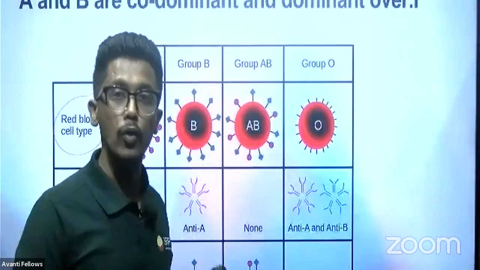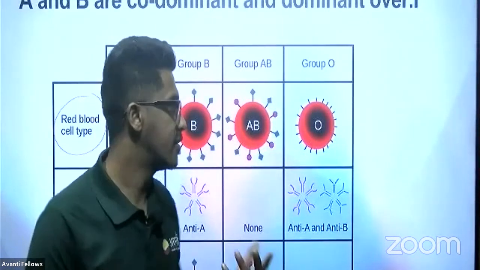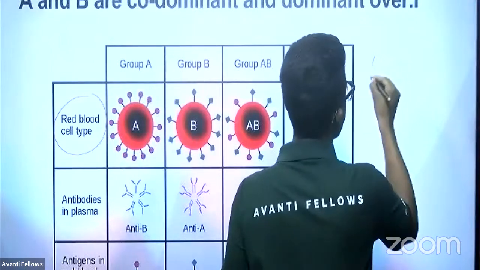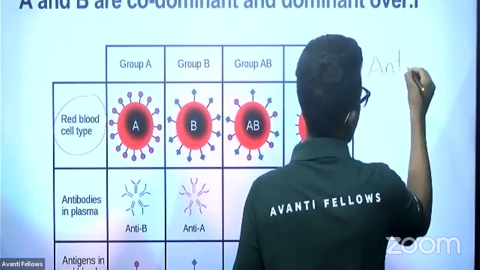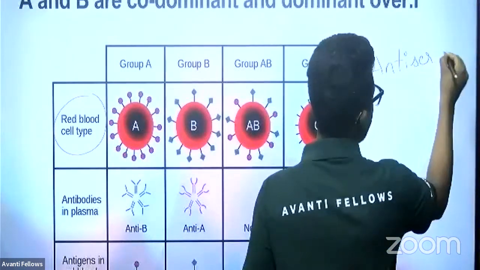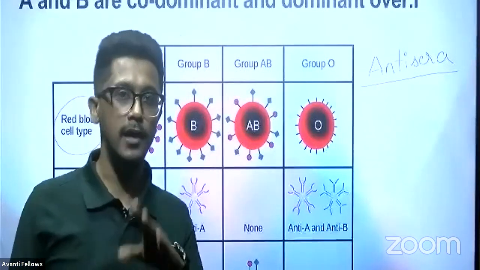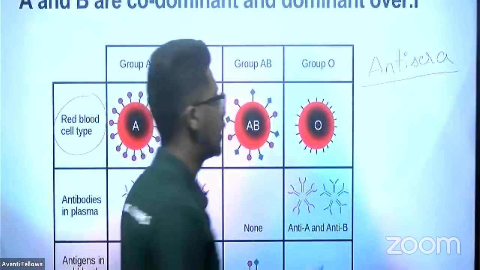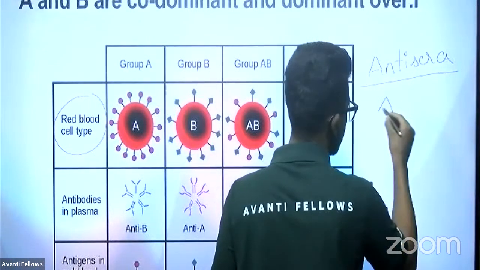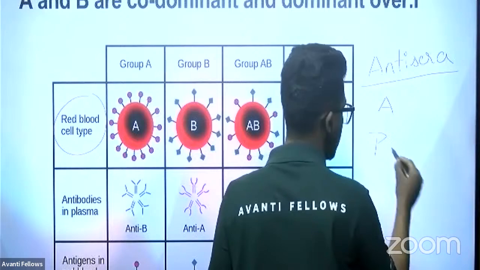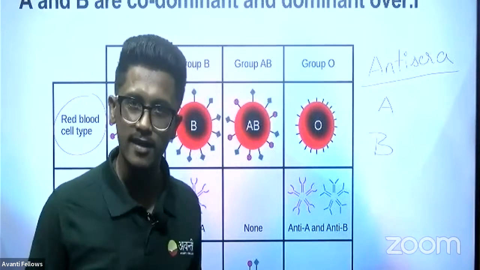Whereas the O blood group will not react with any of the antisera. So what are we talking about? How do I recognize that? Antisera is something that we can use to recognize what blood group a person has. I have antisera A and antisera B. These are the two types of antisera.